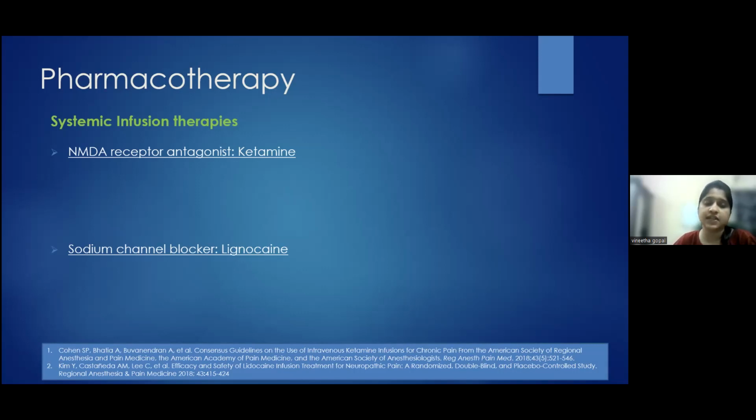But now these newer capsaicin and lignocaine patches are available, which are longer acting. I don't know about the availability in our place, but it is also coming up.